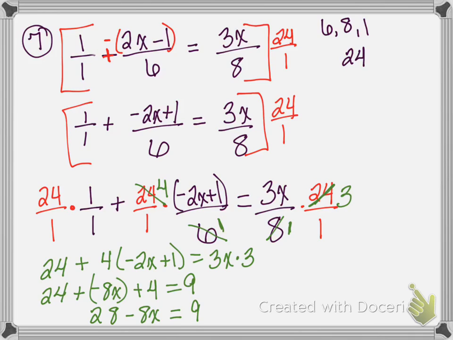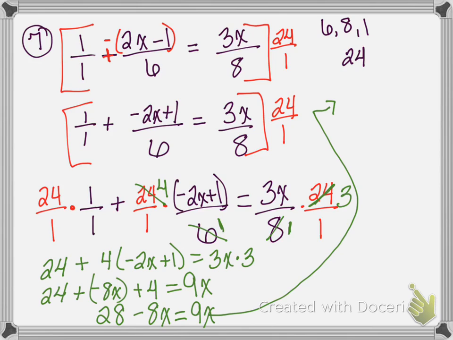Is that right? Oh, wait. Nope, it's not right. Okay, I lost some stuff over here. Okay, 3x times 3 is 9x. Okay, so now I have 28 minus 8x equals 9x. Okay, 28 minus 8x equals 9x. So I'm going right here. 28 minus 8x equals 9x.